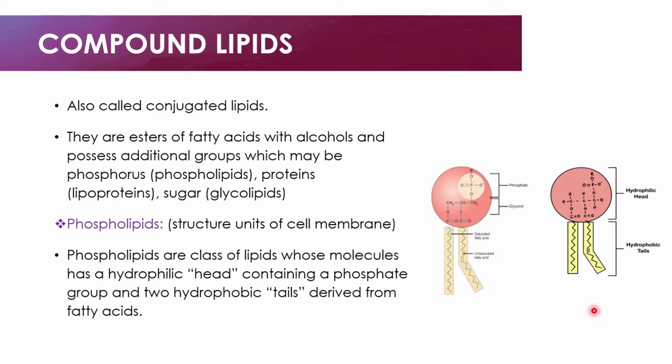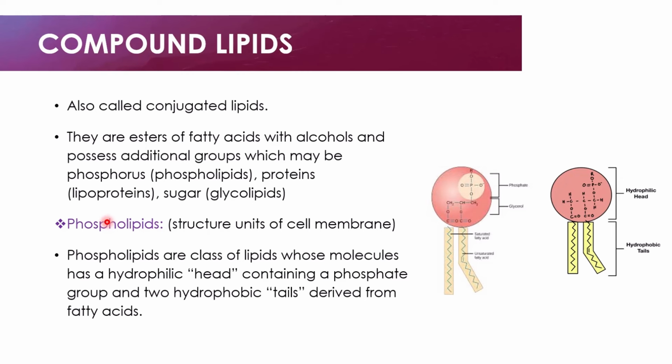Compound lipids. Compound lipids are also called conjugated lipids, and they are esters of fatty acids with alcohol and possess additional groups, which may be phosphorus. What it means is that if the additional group is phosphorus, we have phospholipids, and if the additional group is protein, we have lipoproteins, and if the additional group is sugar, we have glycolipids.